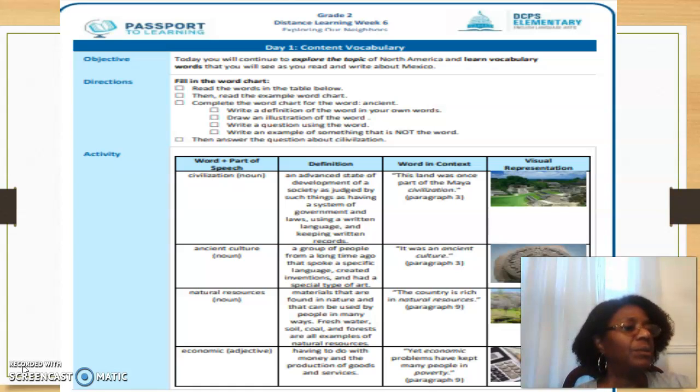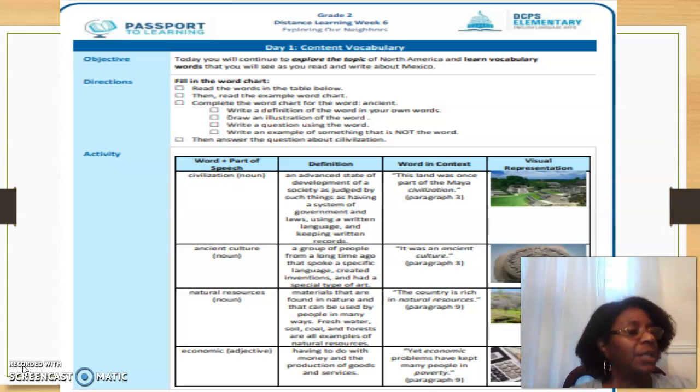Everybody put your finger on the word civilization. So civilization is a noun, which means it's either a person, place, or a thing. So it's a thing. All right, the definition of civilization in the next column says an advanced state of development of a society as judged by such things as having a system of government and laws, using written language, and keeping written records. Okay, all right. So the next column says, using the word in context, this land was once part of the Mayan civilization. And that's going to be located in paragraph 3 of our text that we haven't seen yet. The visual representation is a picture of what civilization looked like. Okay, you see a lot of man-made things, right?